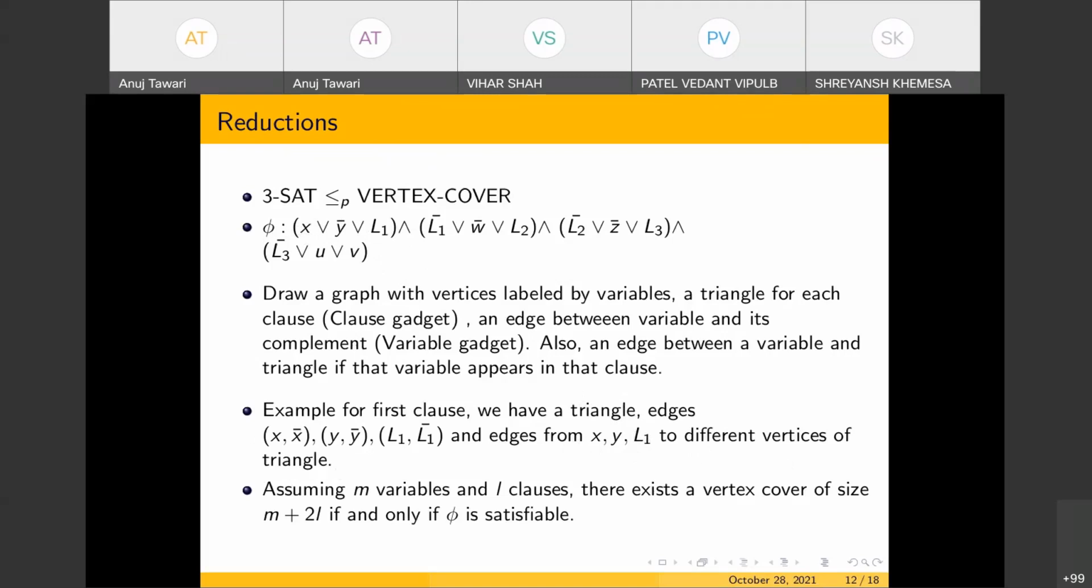So you see the graph, I guess, and what we want to show is that let's say there are m variables and L clauses. Then there exists a vertex cover of size m plus 2l if and only if phi is satisfiable. So this is our original formula. So this formula is satisfiable if and only if there exists a vertex cover of this size.